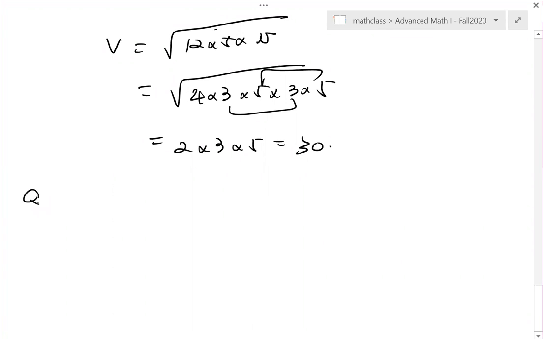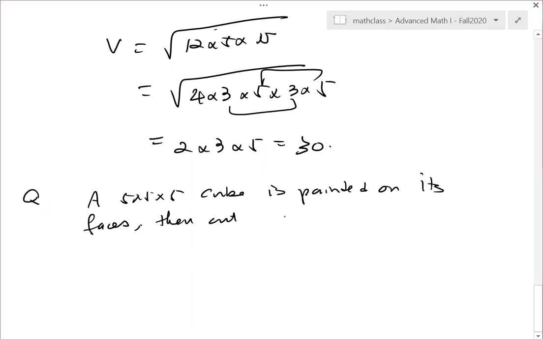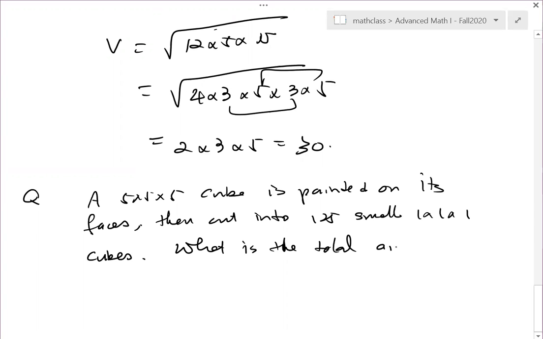Okay, our next problem is about a 5 by 5 by 5 cube. It is painted on all its faces, and then cut into 125 small one by one cubes. So some faces of the small cubes are not painted. The question is, what is the total area of unpainted faces of all the small cubes?